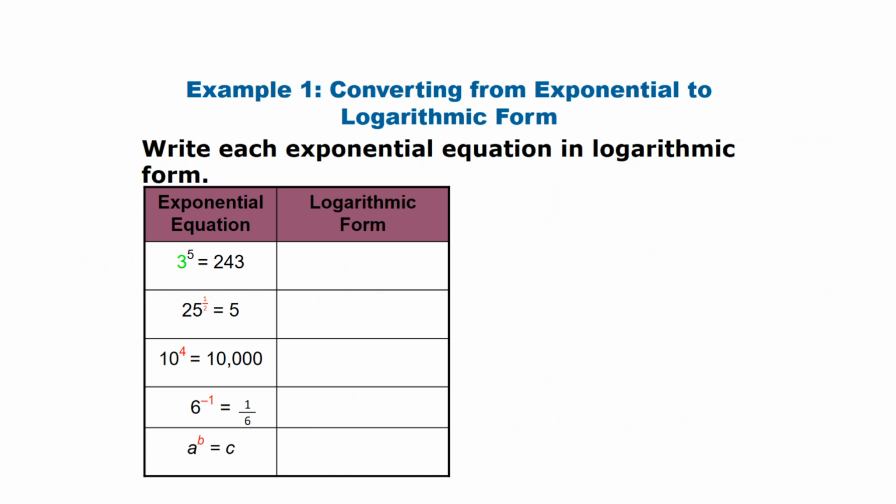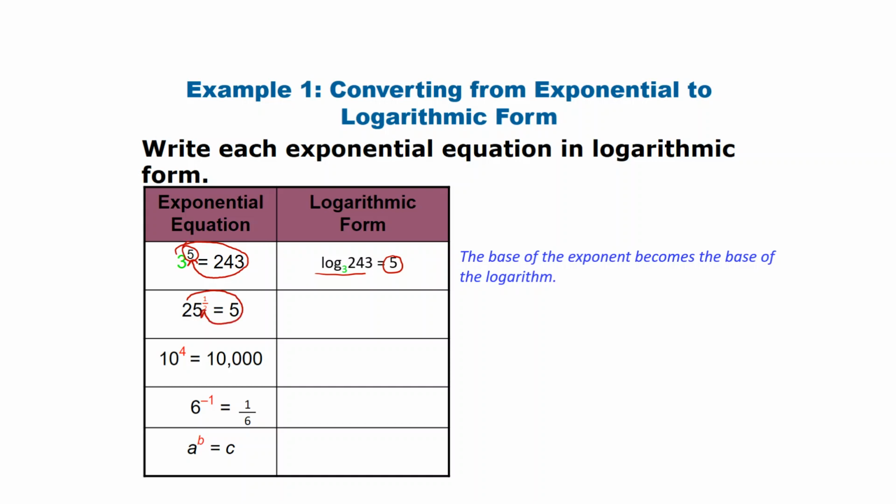The first example says write each exponential equation in logarithmic form. So I'm going to do my backward scorpion. I'm going to say log base 3 of 243 equals 5. Notice my log is going to equal my exponent. Log equals the exponent. Here I'm going to say log base 25 of 5 equals 1/2. Next, log base 10 of 1,000 equals 4.